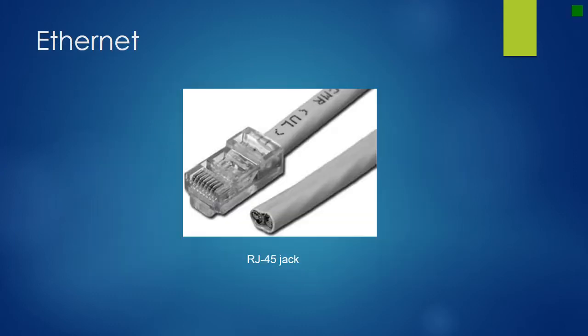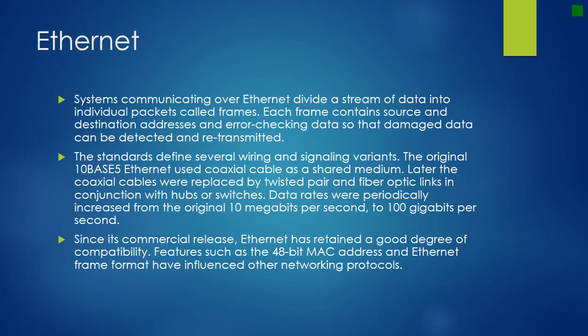So next one is Ethernet. Ethernet is a family of computer networking technologies for local area networks, or LANs, which was commercially introduced in 1980. It is standardized in IEEE 802.3. Ethernet has largely replaced competing wired LAN technologies. Ethernet evolved to include higher bandwidth, improved media access control methods, and different physical media.